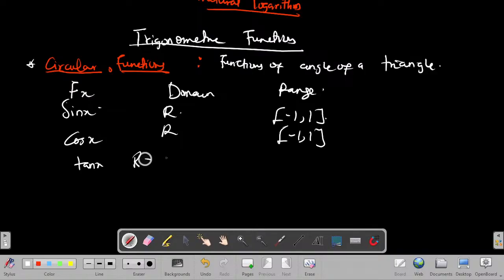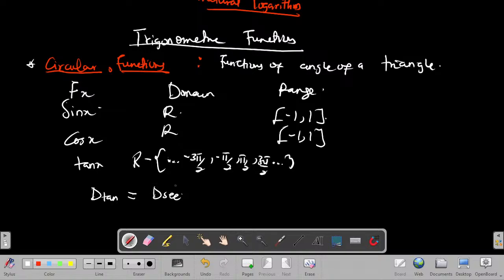So it becomes R minus, we have dot dot dot because it can be multiple on the left side: negative 3 pi on 2, comma, negative pi on 2, comma, pi on 2, comma, 3 pi on 2, dot dot dot like this. This is the domain of a tan function. We can summarize this nicely in that the domain of tan, which we can say D tan, is equal to the domain of sec, is the same. Okay, so take note of that.